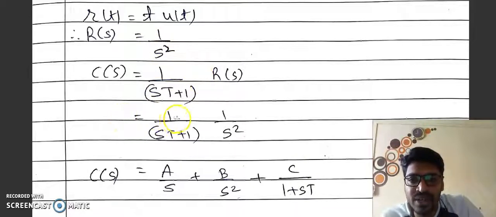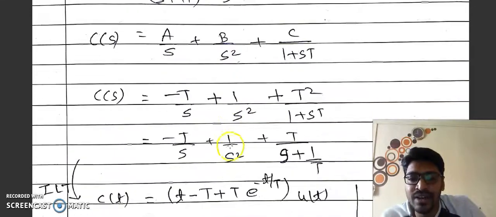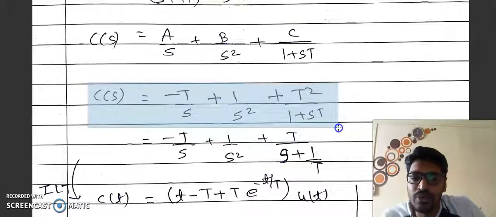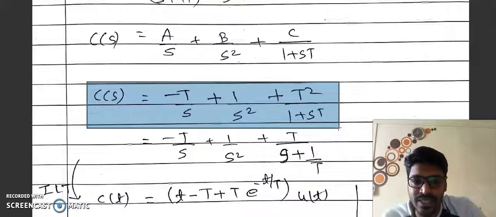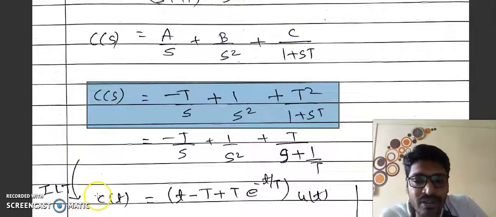So c of s will be this, and then again we need to find the partial fractions. Here it is a repeated root, so it will be a by s plus b by s square plus c by 1 plus st. We find the values of a, b, c by using the partial fraction method. This is your output in terms of s, so we need to take the inverse Laplace transform. We know c of s, and we will get c of t when we take the inverse Laplace transform.